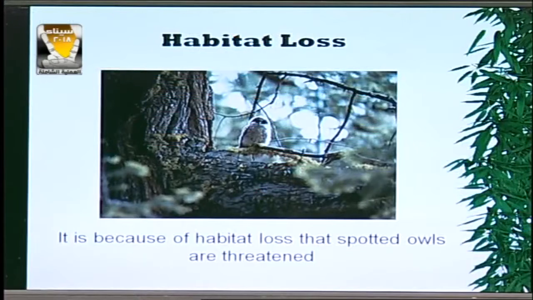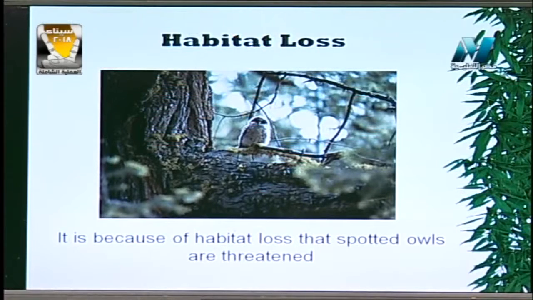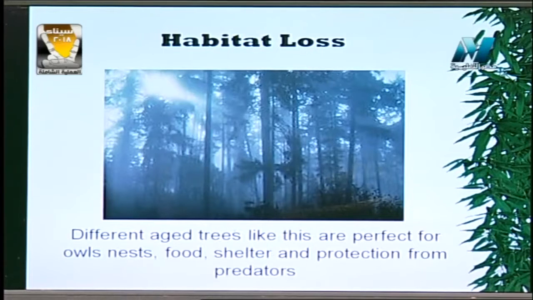First of all, habitat loss. For example, it is because of habitat loss that spotted owls are threatened. Different aged trees like this are perfect for owl nests, food, shelter, and protection from predators. So when they take out these trees or remove them by burning forests, these owls can't live anymore, because it is their nest, food, and shelter.